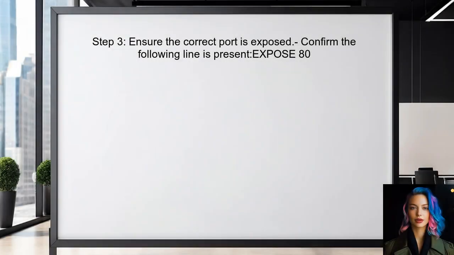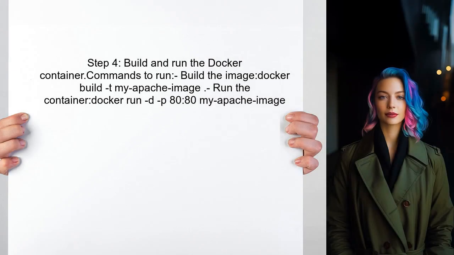Now the user should ensure that the Docker file exposes the correct port. In this case, port 80 is already exposed, which is the default for Apache. This allows external traffic to reach the web server. Finally, the user can build the Docker image and run the container. They should use the command docker build -t myApache-image to build the image and docker run -p 8080:80 myApache-image to run it.